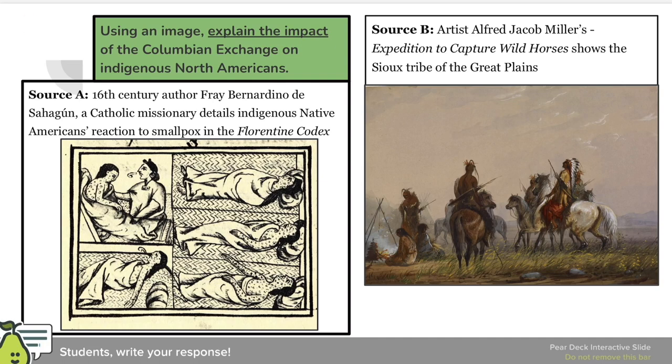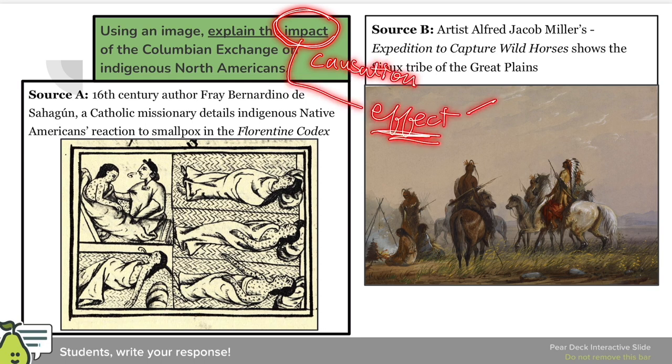Now, what is our historical thinking skill for this prompt? Causation, exactly. And what led you to causation? What part of the prompt? Impact. Now, can impacts be positive or negative? It could be both. Yeah, consequences, effects, impacts, they could be positive and or negative. It's not just one or the other.